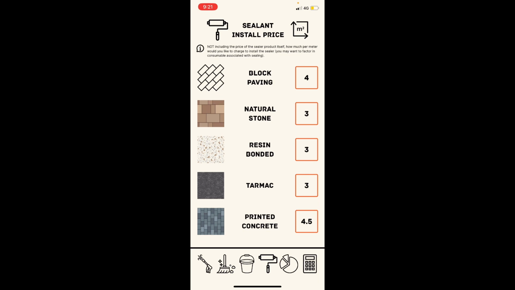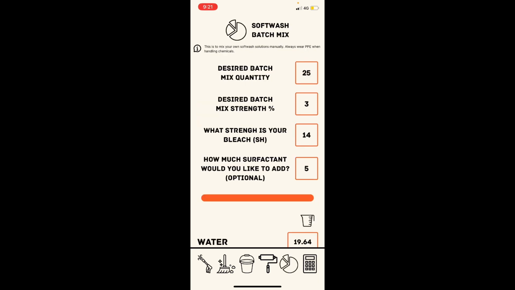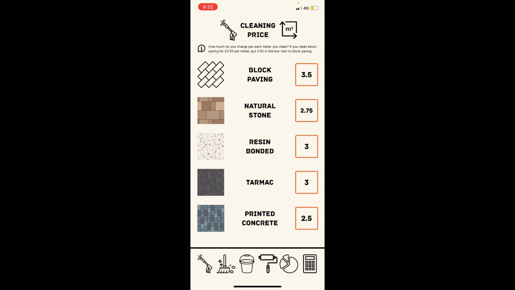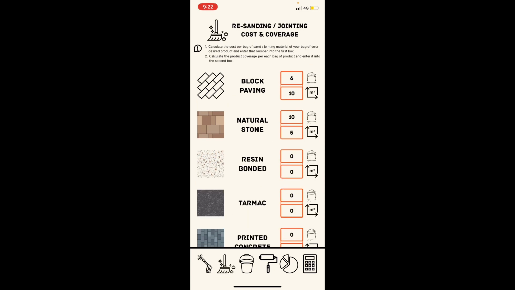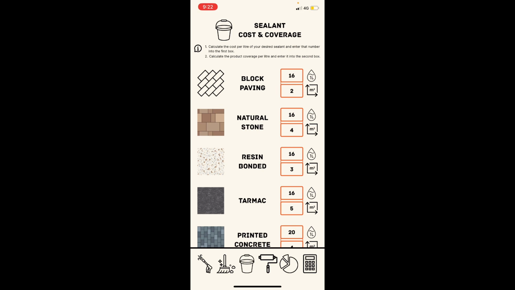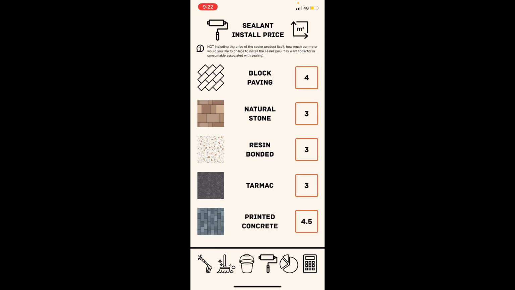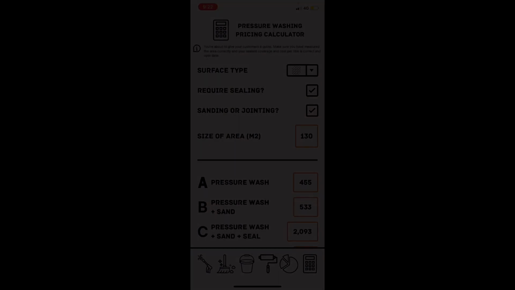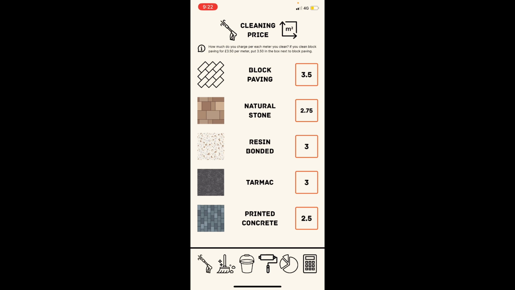The pie chart with the three little slices, this is for your batch mixing. So this is how to mix your own soft washing solutions. Then on the very right hand side, you got the calculator. So once we've set everything up with the cleaning price, the sanding and jointing cost and coverage, the sealing cost and coverage, the sealing install price, the only part of the app we really have to use on a day-to-day basis is the calculator tab. So this is how we can generate prices fast. So let's start with the configuration.